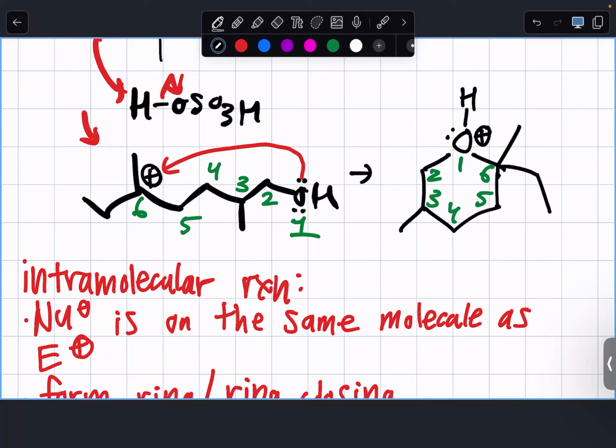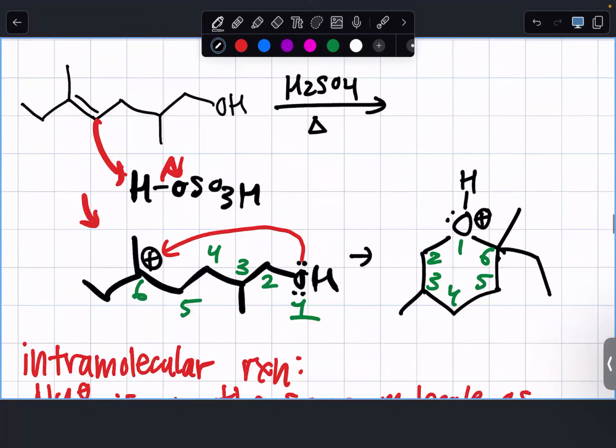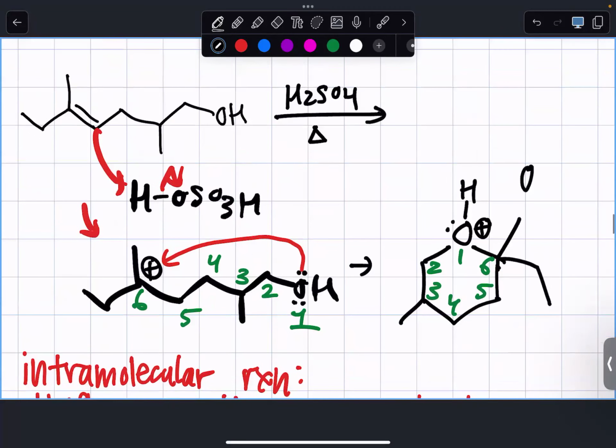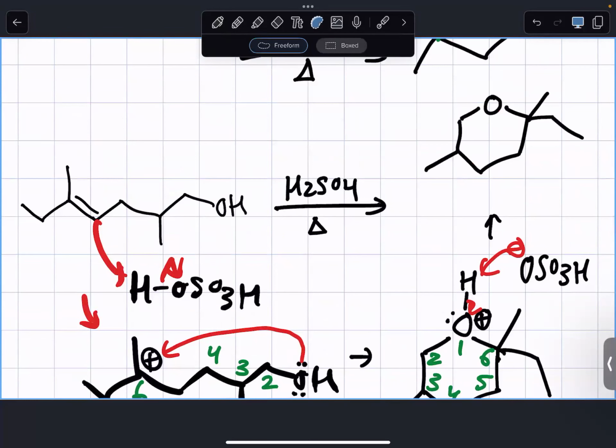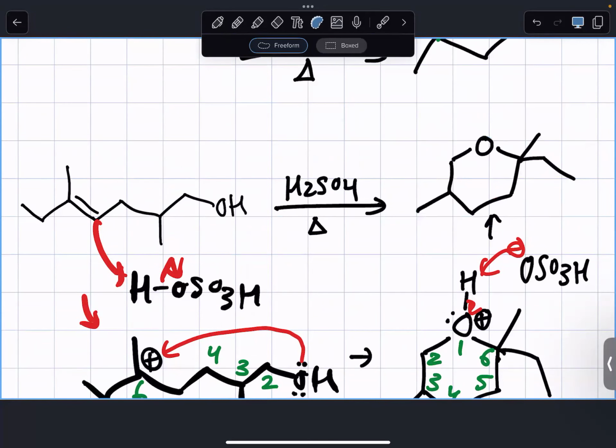Okay. Now that's the complete ring closing, where what's the very last step that's going to happen here? Yeah, deprotonation to neutralize the positively charged oxygen. And in this case, we formed a cyclic ether. Yeah, final answer. Intramolecular reaction.